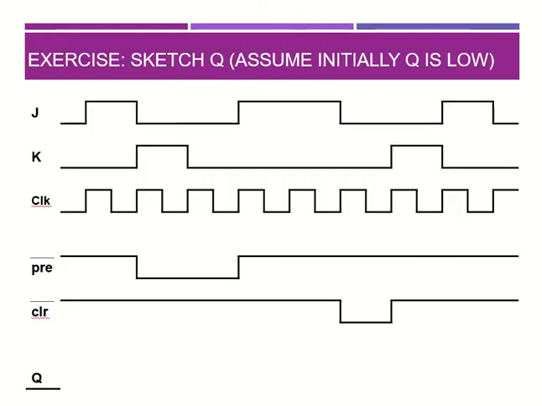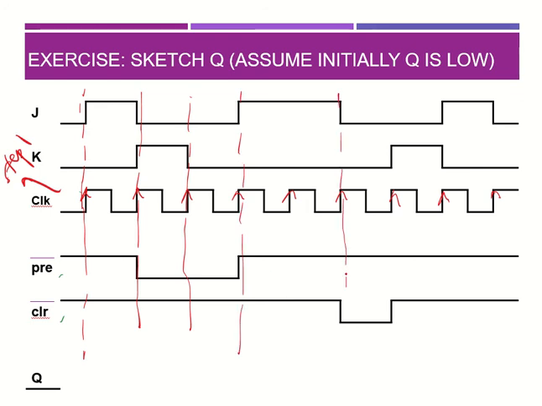So let's see how it works, since we're going to have an additional pre and clear. First, you choose the positive edge. After you've done the first step, second, you need to do the time intervals. The only additional thing you need to do is look at pre and clear.